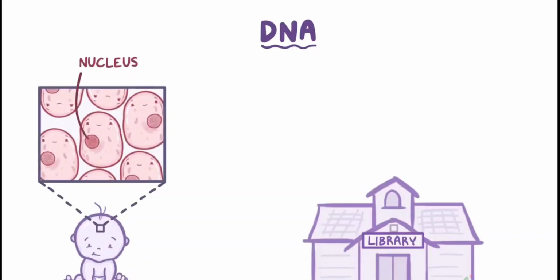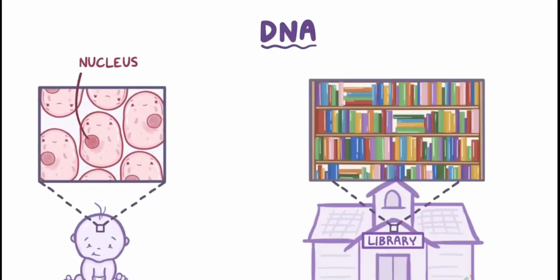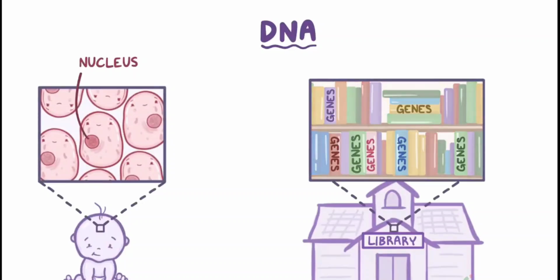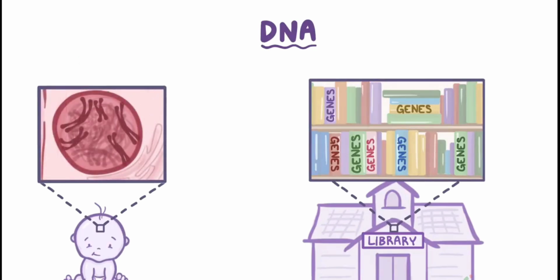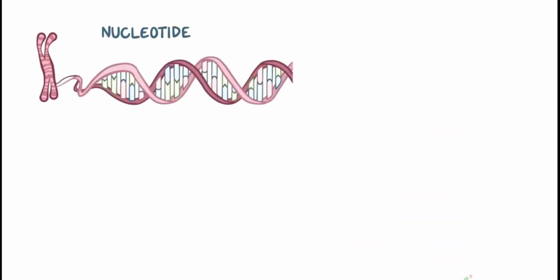of our cells, with thousands of books. Some of these books, called genes, are extremely important because they carry the recipes for every single protein found in the cell. Now, on a molecular level, DNA is made up of 2 strands of nucleotides, so each gene is just a segment of this nucleotide sequence.